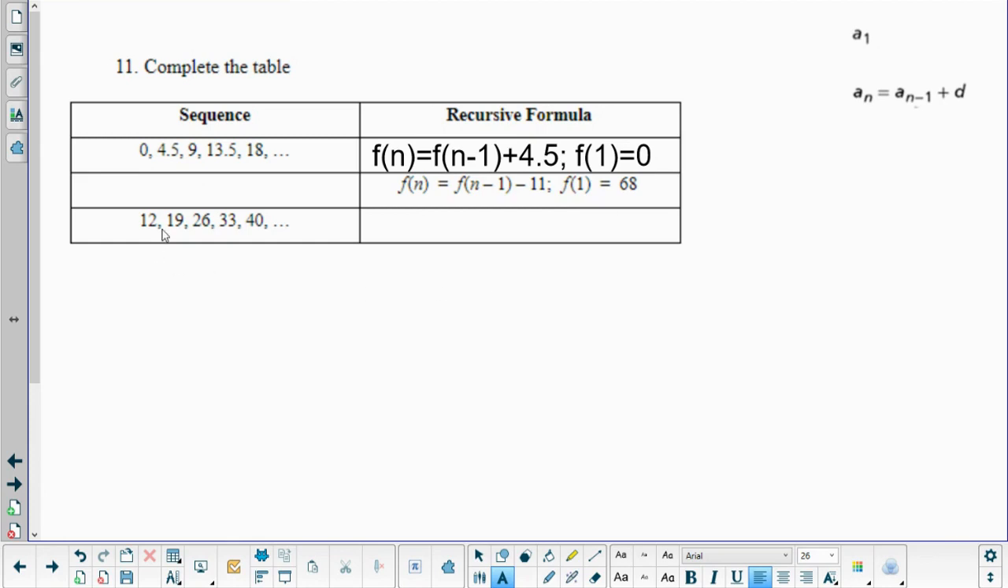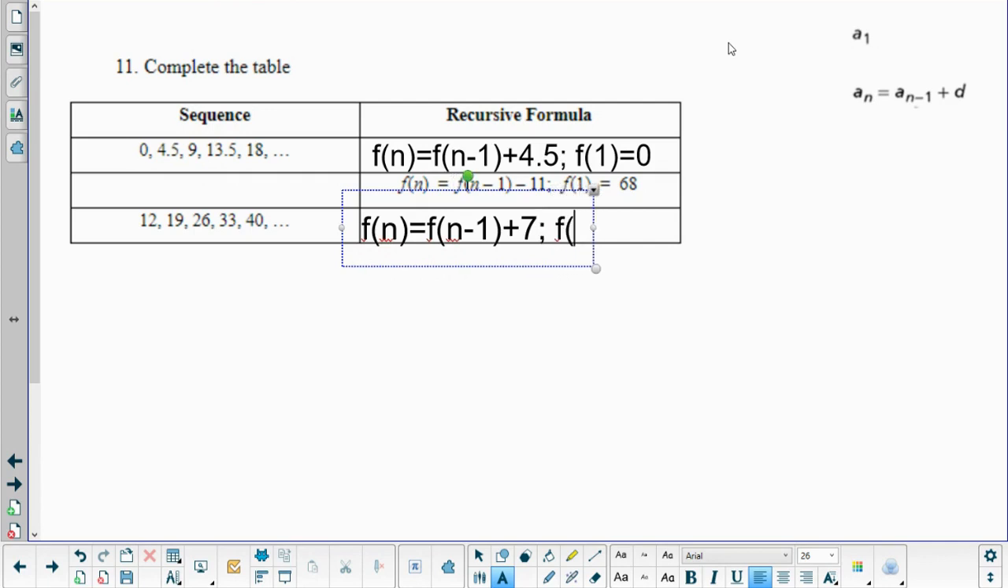Okay, let's go ahead and jump down to this one and do that same thing, and then we'll come back to number 2. So in this one, again, we're going to start with f of n equals, and then I could have the f of n minus 1, which is the term before. What is the common difference in this one? Well, to get from 12 to 19, I have to add 7. So if you're adding, you're going to put a plus sign there. If you're subtracting, you're going to subtract.